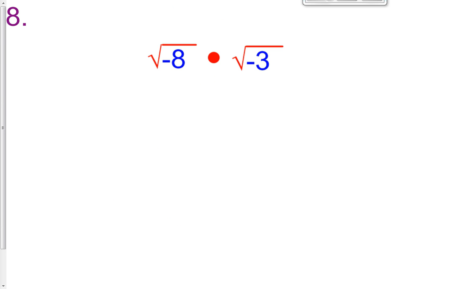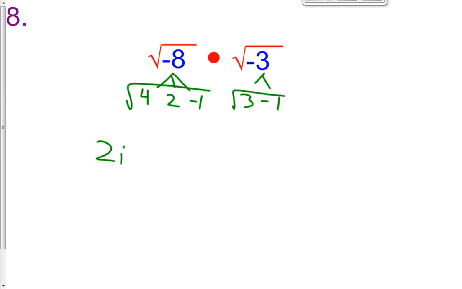Problem number 8 here, why don't you guys pause the video and try this one on your own. When you try this one on your own, hopefully you've simplified the radical right away. 4 times 2 times a negative 1. 3 times a negative 1. So when we square root the 4, we get 2. Square root of a negative 1 is i. Square root 2. 2i square root 2 is what we get when we simplify the square root of a negative 8. When we simplify the square root of a negative 3, hopefully you got i square root 3.